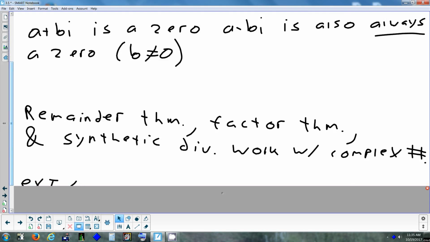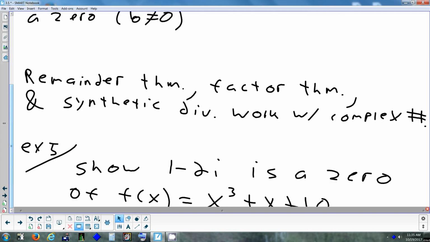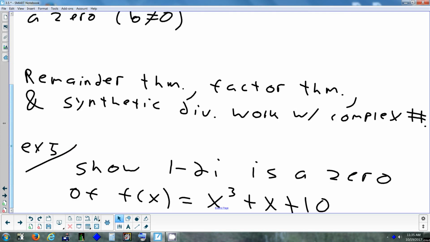Okay, so all the theorems that we've used so far, remainder theorem, factor theorem, synthetic division, rational root theorem, everything still works with complex numbers. All right, so what I want to show is that 1 minus 2i is a root of x cubed plus x plus 10.